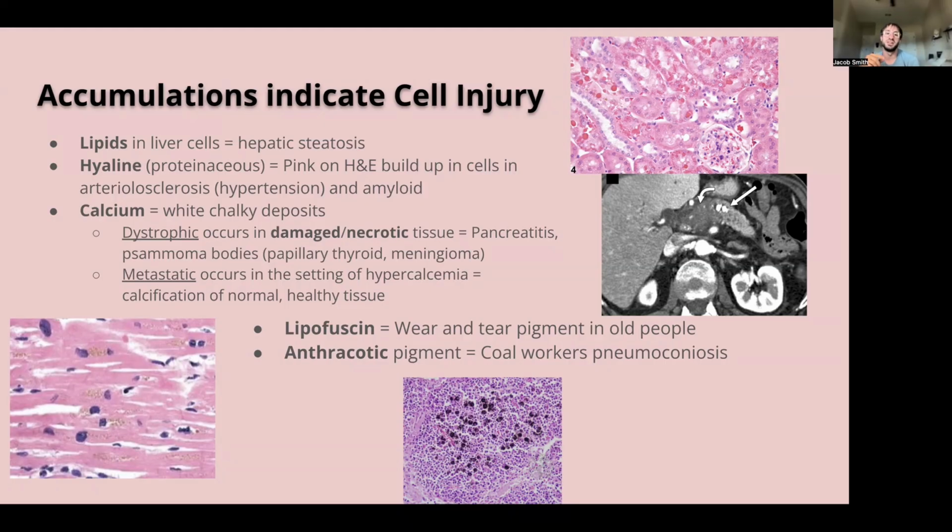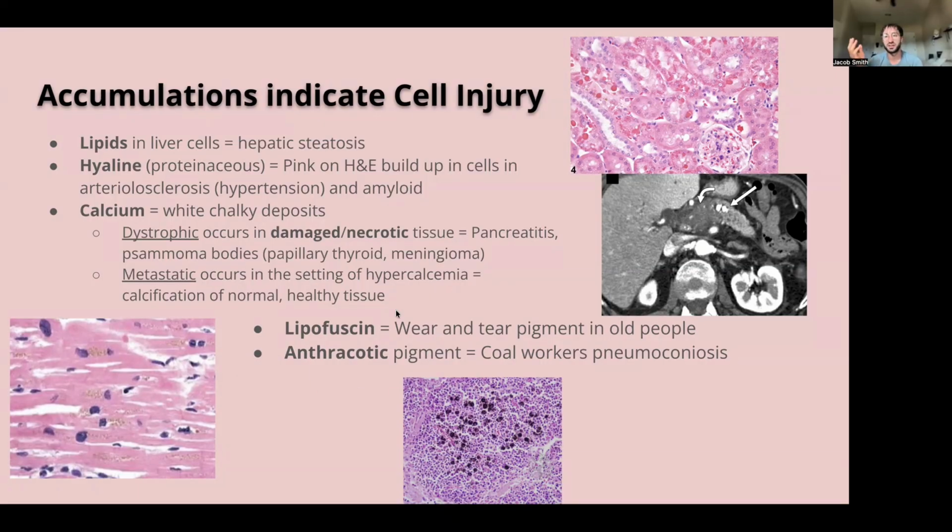Metastatic calcification. This occurs in the setting of hypercalcemia, where normal healthy tissue is going to become calcified. You can see it in calcific aortic stenosis if somebody has, let's say, primary hyperparathyroidism. They have too high of calcium, and then your soft tissues are going to get calcified. A couple other ones that are worth knowing.